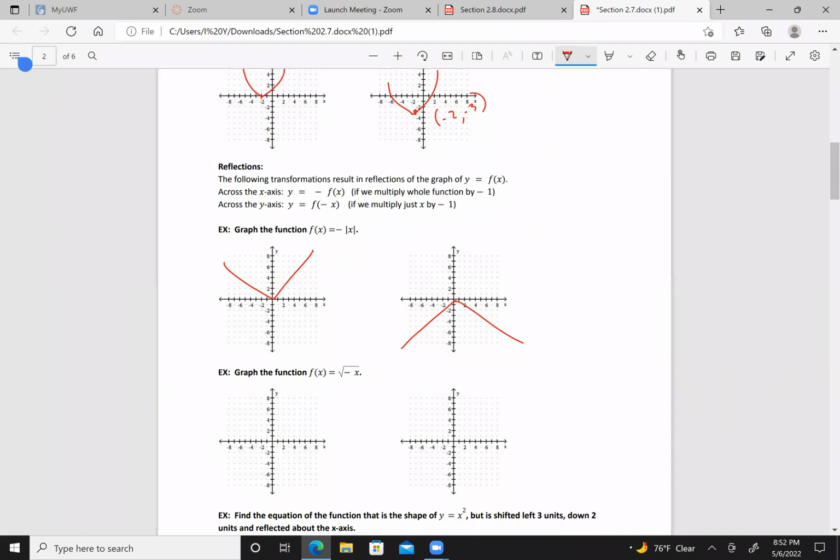Okay, now we're looking at the square root function, which is this. And now we're just taking the negative of x. So we're doing across the y-axis, which is this. And if you think about that, we need x to be negative or else we're not going to get, actually, I guess we should put that over here. If we take the square root of negative x, we need x to be negative in order to get a valid solution on this coordinate plane.